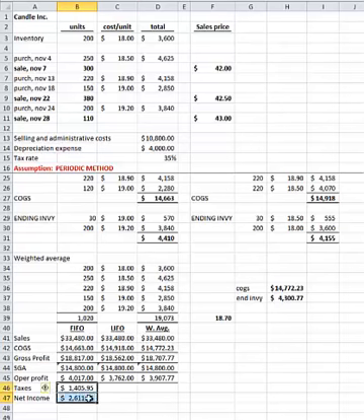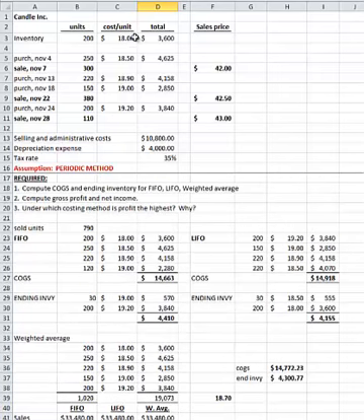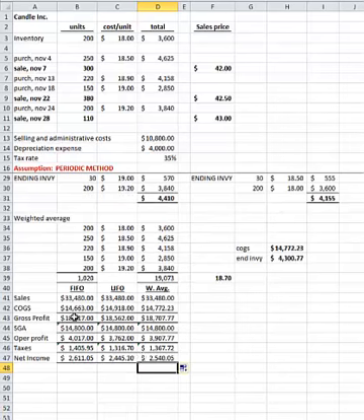So how did profit change? Profit was highest under FIFO. Why is that? Because the lower cost items went into cost of goods sold, making cost of goods sold a little smaller. Profit was lowest under LIFO, because it had the highest cost of goods sold.